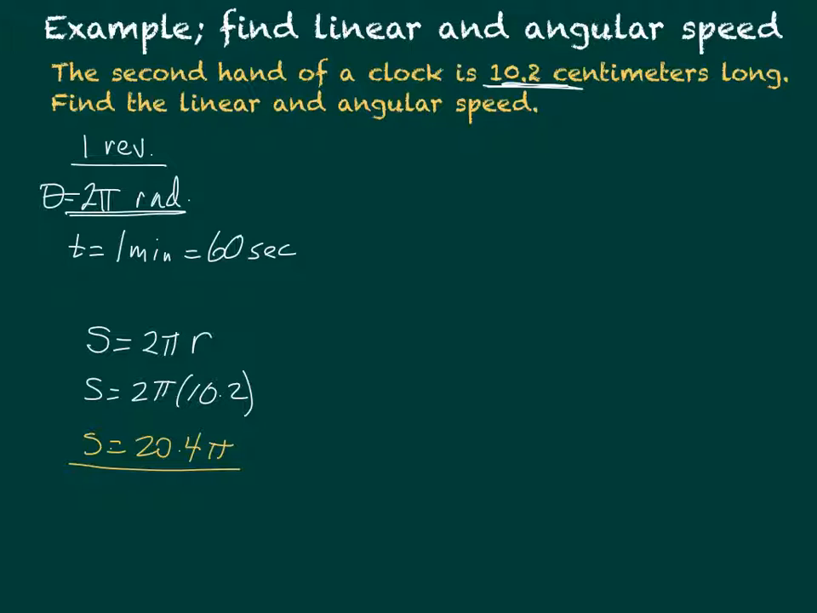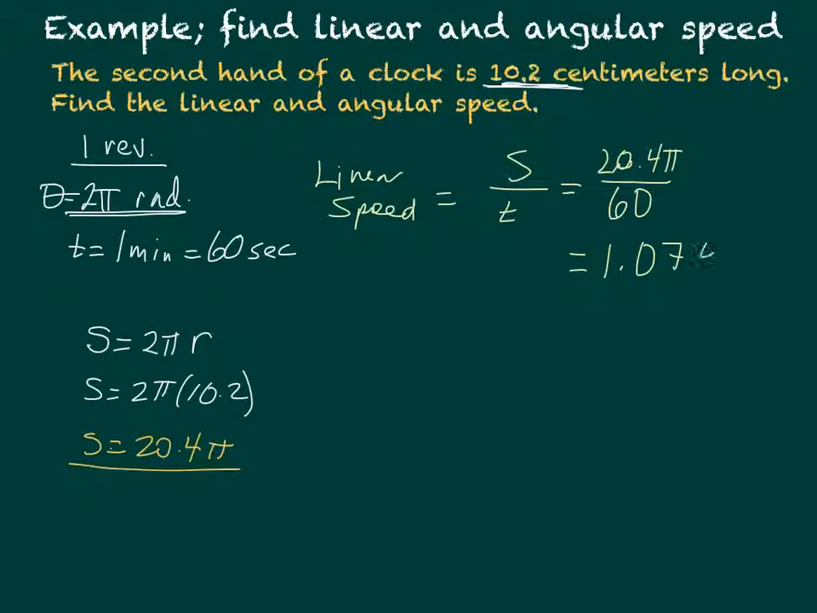So linear speed is going to be my arc length over my time. So that's going to be 20.4 pi divided by my time, which is 60 seconds, which is going to give me approximately 1.07 centimeters per second.